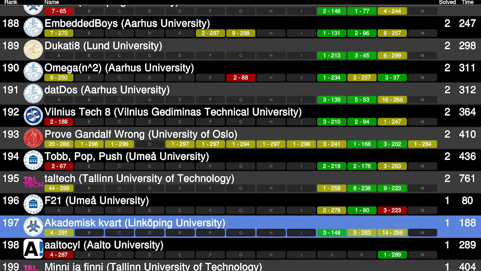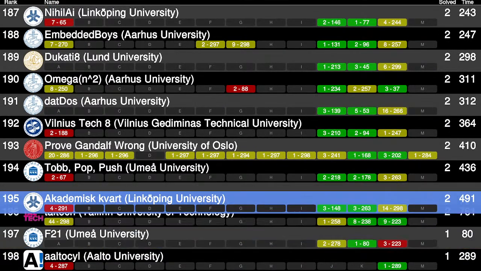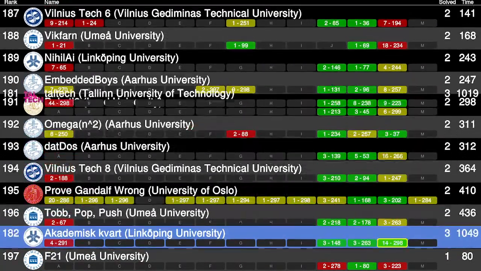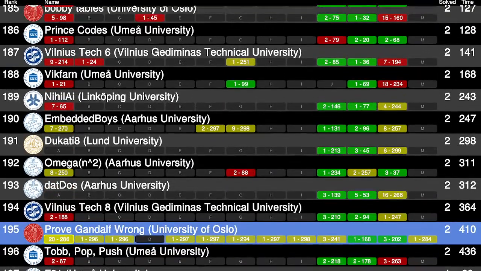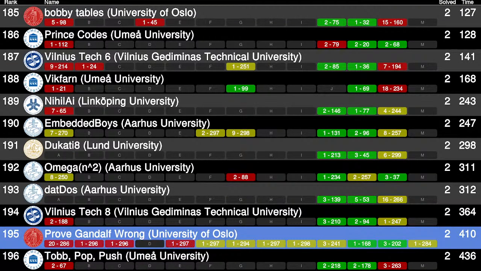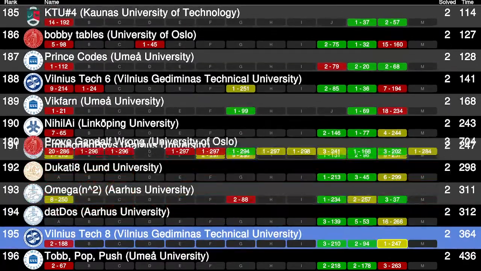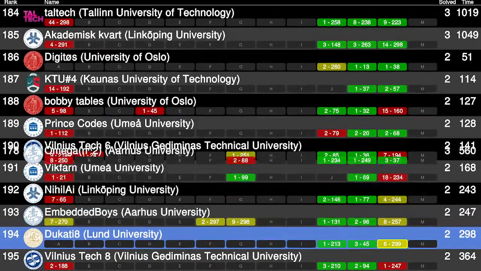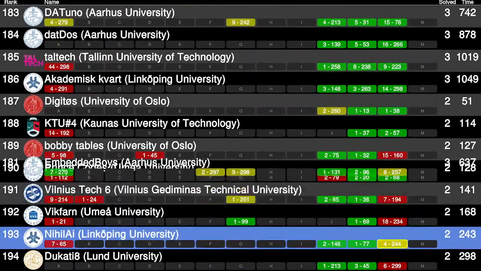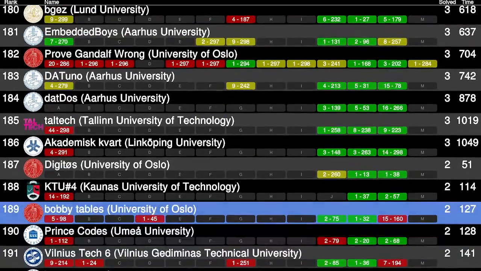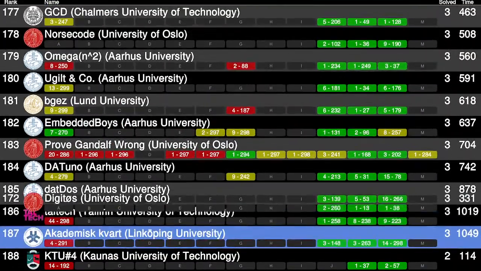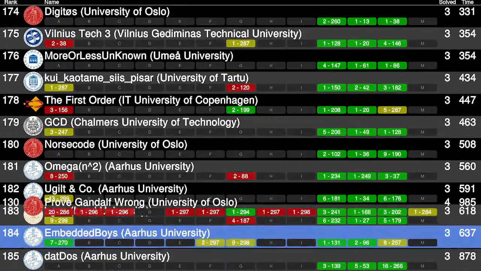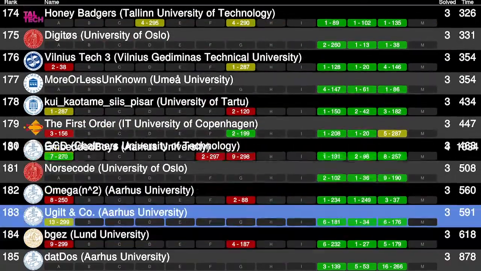Great work. Academics Quart, they managed to get something in the last hour. Taltech also gotten their third problem. Tob Push proved Gandalf wrong, tried a lot of things. Most things seemed to fail, but they did get something, so moving up. It's always worth trying. Omega N squared moving up. Ducati moving up. Embedded Boys moving up. Bobby Tables. Dat Uno getting another one. Prove Gandalf wrong. They had even two of them.